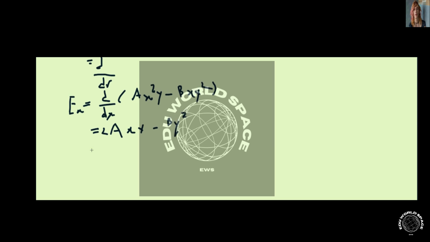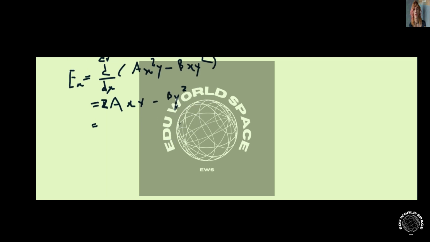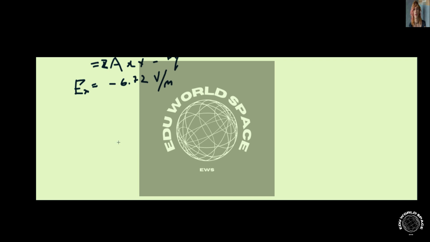And now we know the constants, which are just given to us in the question. If you plug it straight into our calculator and substitute the values from the question, we're going to get that EX is equal to negative 6.72 volts per meter.